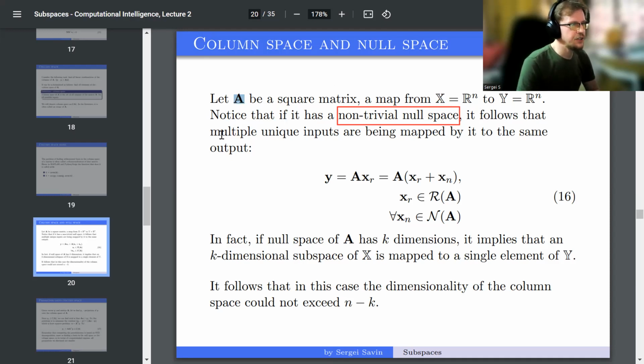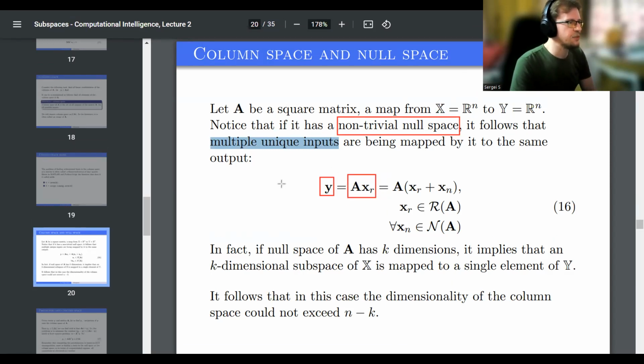Okay, it follows that there are multiple unique inputs to this matrix that are mapped to the same output. So multiple inputs would be mapped to the same output. How can we prove that? Well, here's an output, and here's an input that is mapped to it. Let's define XR as lying in the row space of matrix A. Let's define XN as lying in the null space of matrix A. Well, if that is the case, then if this input produces output Y, then this input will also produce output Y.